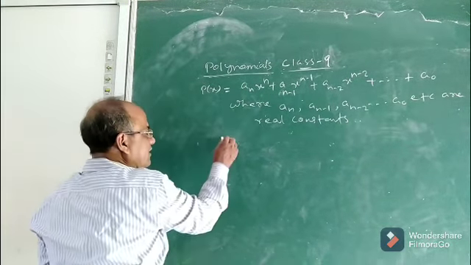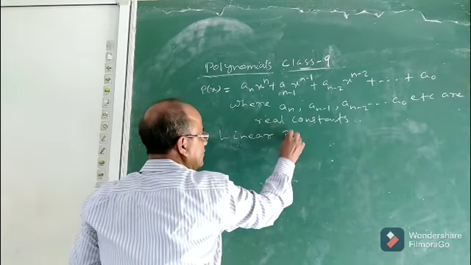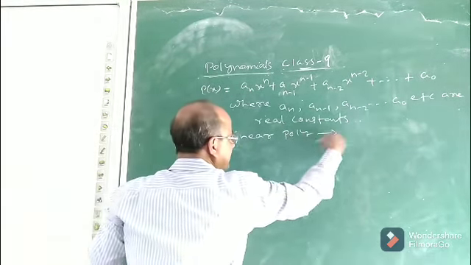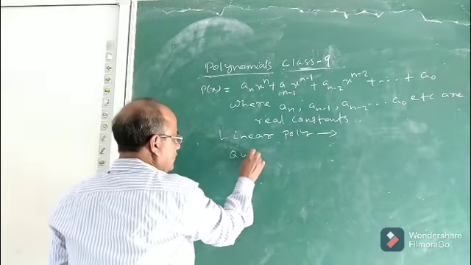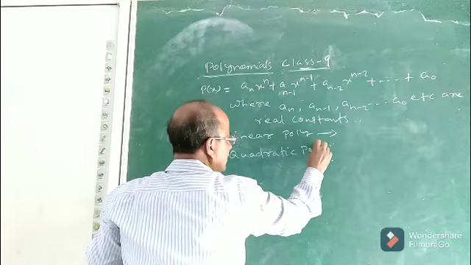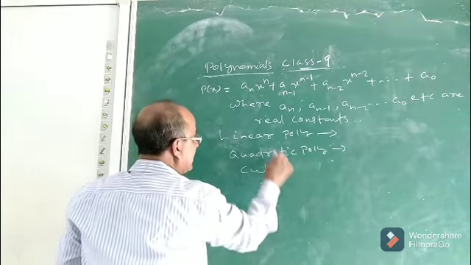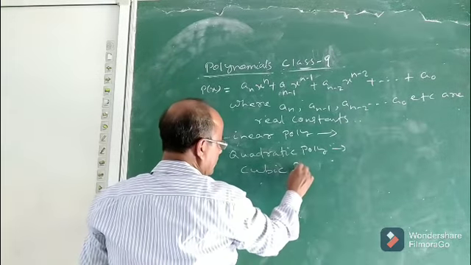Now from this we can say what will be the general form of a linear polynomial, what is the general form of a quadratic polynomial, and what will be the general form of a cubic polynomial. We can derive them from this expression. Cubic polynomial.